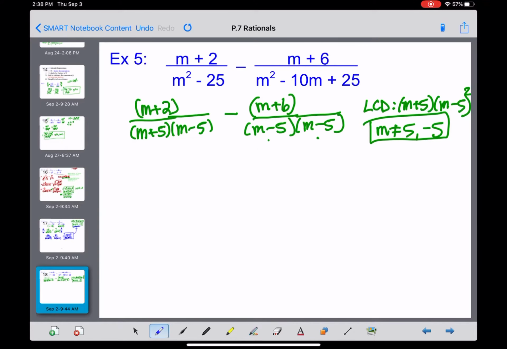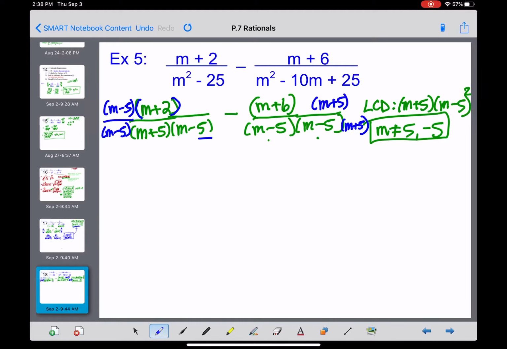Now I need to multiply my fractions by what's missing. So in this denominator, I'm missing an m minus 5. So I need another m minus 5. And that's why I put parentheses around the numerator, because you need to know that that whole thing is going to be multiplied by m minus 5. And then over here, I'm missing an m plus 5. Try to squeeze that in there.